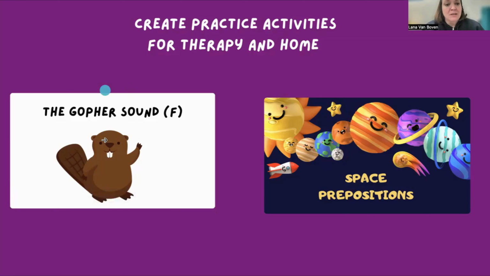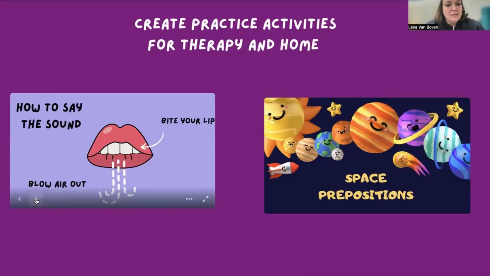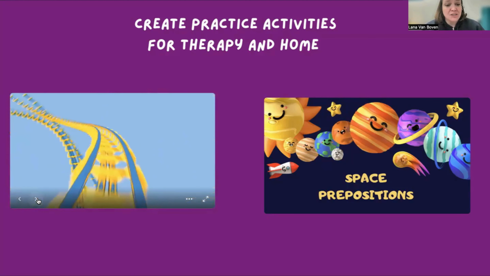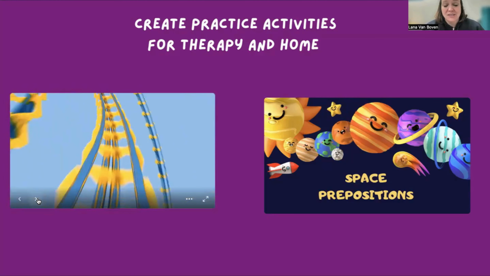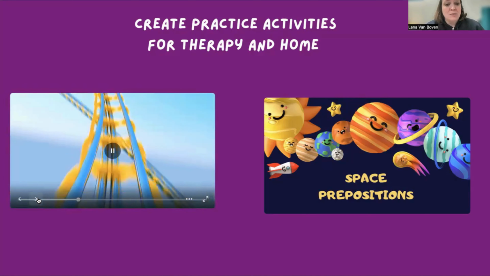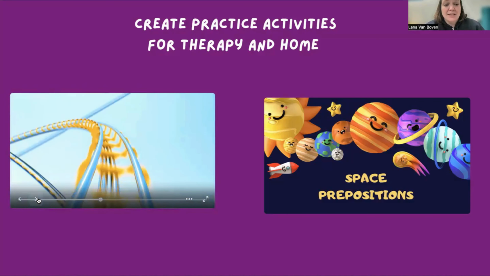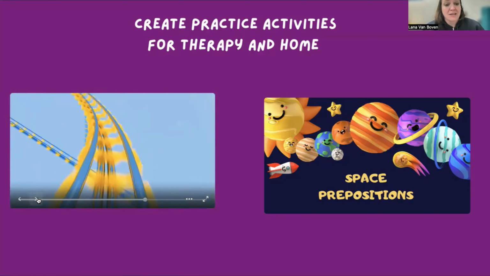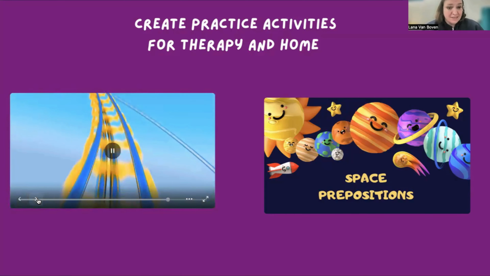For example, this one on the left, I created for a little kiddo that's working on the F sound. So I just used different elements to show the airflow. Canva has these wonderful articulation visuals. And then I used a video feature to add the roller coaster as just a reinforcer for this kiddo. The nice thing is once you create something like this, you can just share it by sending a link. So a parent could go in and just click on the link and have this practice activity ready to go.